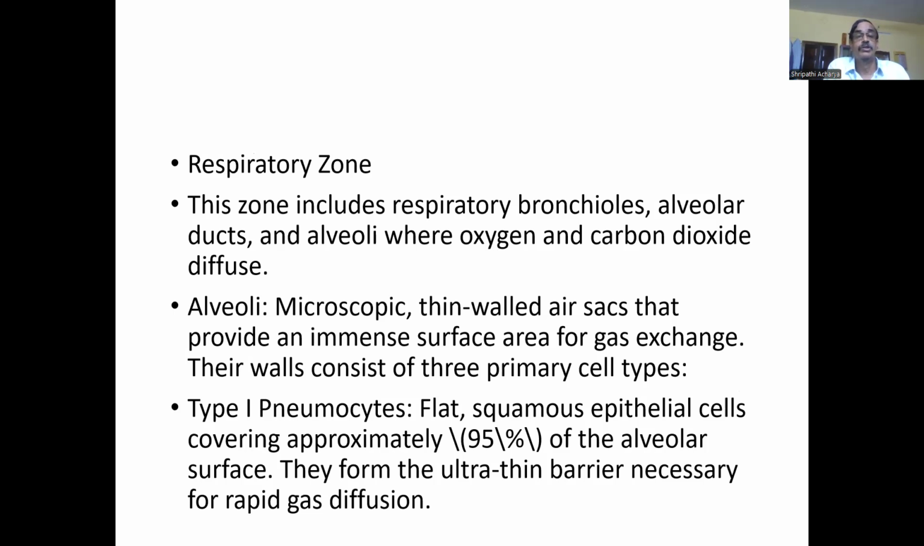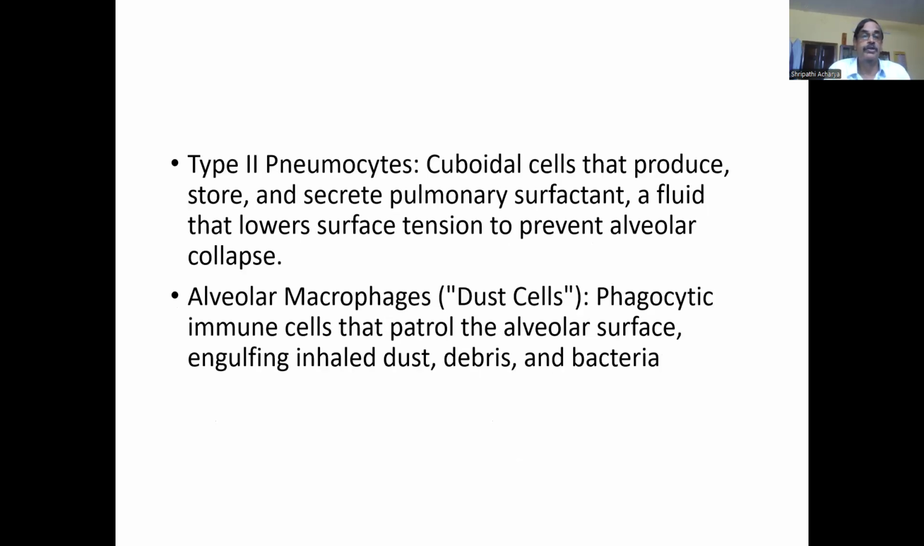Respiratory zone. The zone includes respiratory bronchioles, alveolar ducts, and alveoli, where oxygen and carbon dioxide diffuse. Alveoli, microscopic thin-walled air sacs that provide an immense surface area for gas exchange. Their walls consist of three primary cell types. Type 1 pneumocytes, flat squamous epithelial cells covering approximately 95% of the alveolar surface. They form the ultra-thin barrier necessary for rapid gas diffusion.